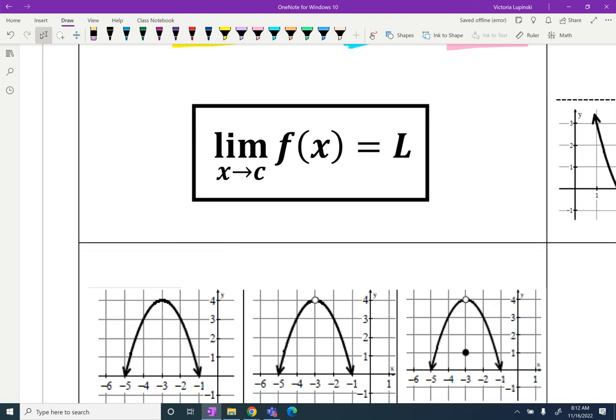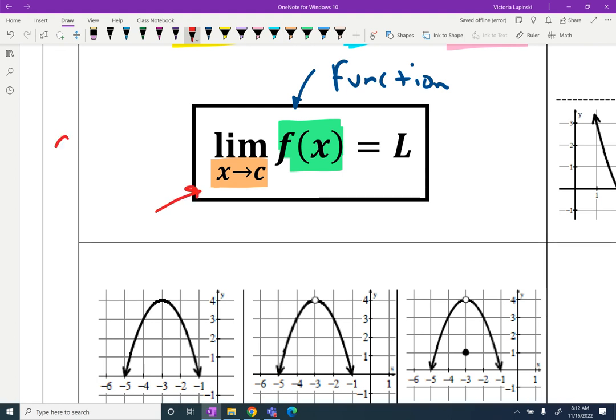So look, if you would here, just to kind of make it a little bit clearer what each of these values means. So this f of x, this is just the function. Again, sometimes it's just f of x, sometimes it's actually an equation. This x goes to c. This is telling you what's happening as you approach c along the x-axis.